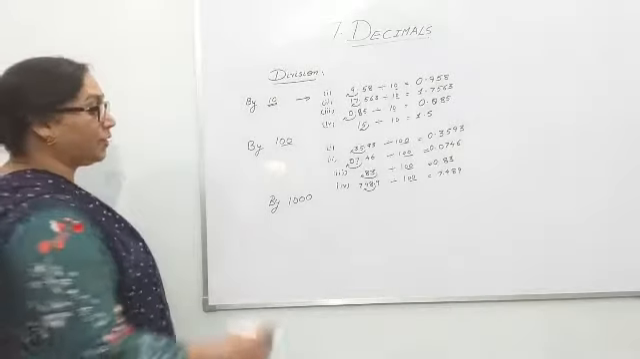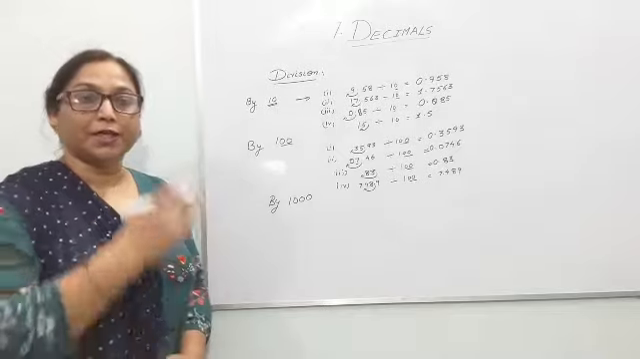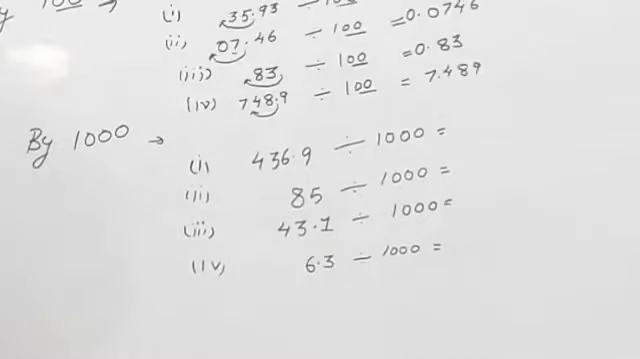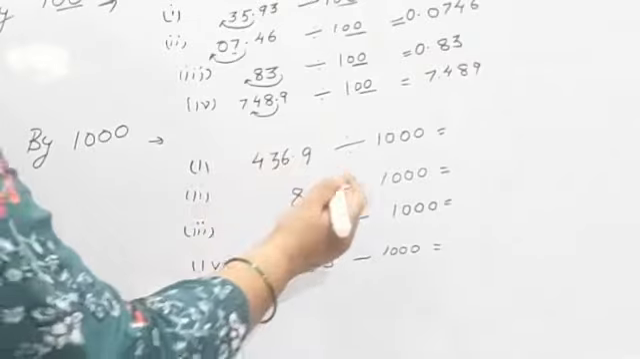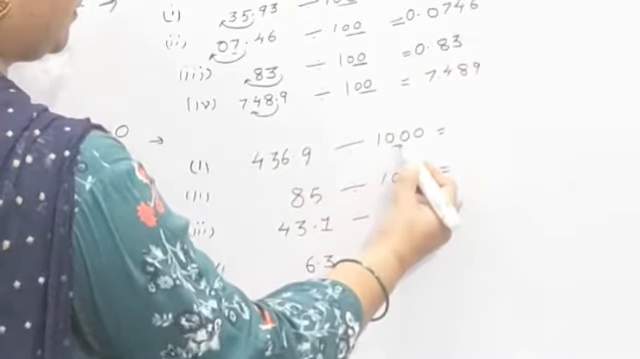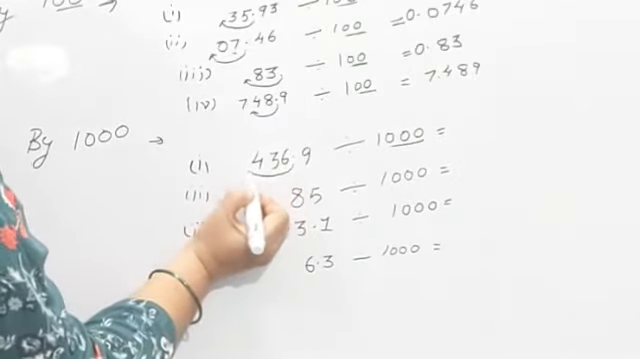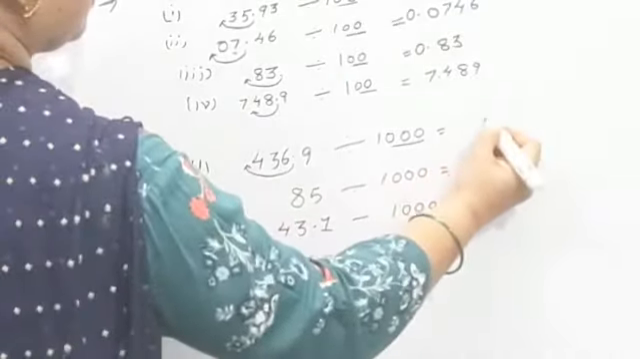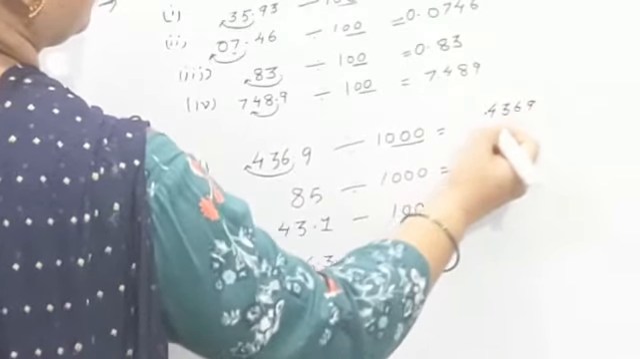Now let's move on to division by 1000. As you all know, 1000 has 3 zeros. So while dividing by 1000, decimal shifts to the left by 3 places. So let me make it more clear with the help of these 4 examples. Question number 1, 436.9 divided by 1000. 3 zeros, so decimal shifts towards left by 3 places. So it will come in front of 4. So answer is 0.4369.